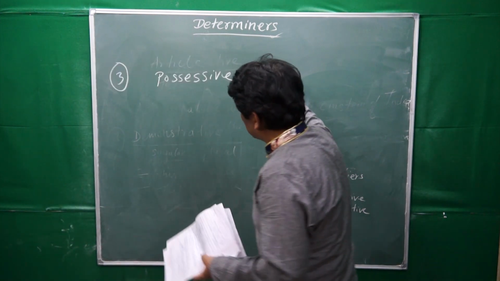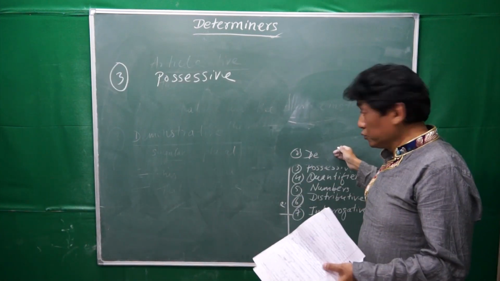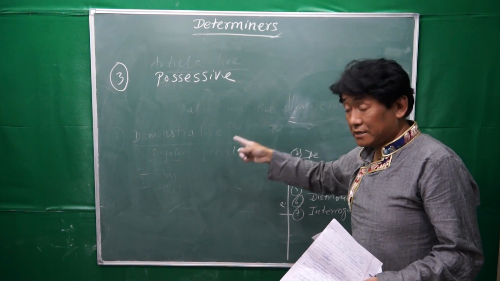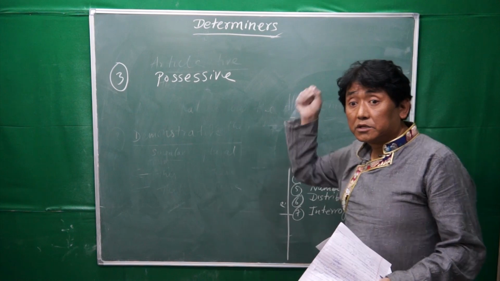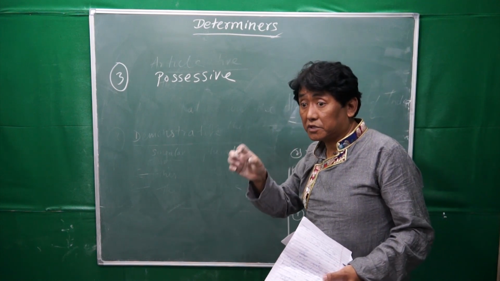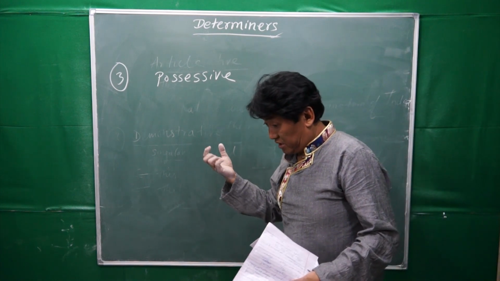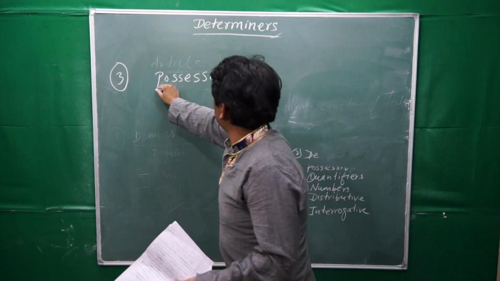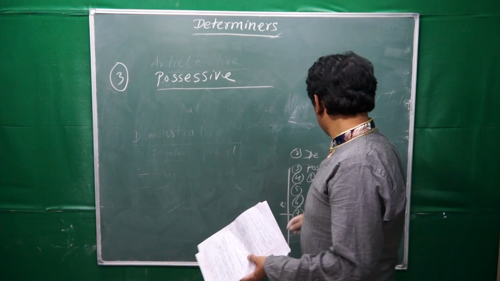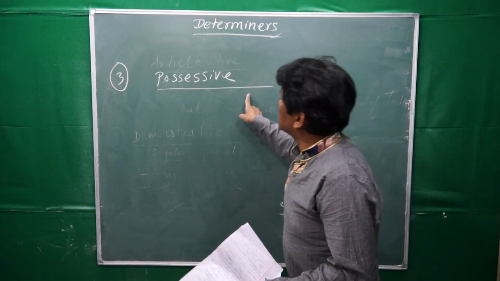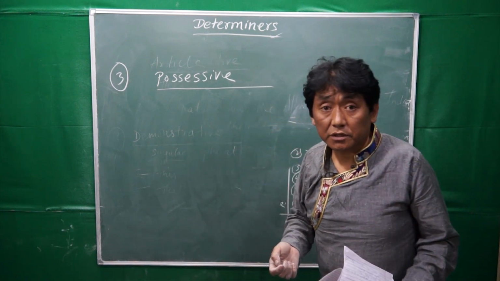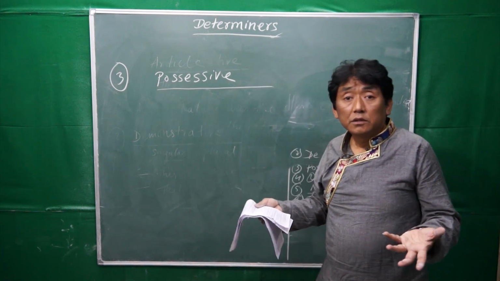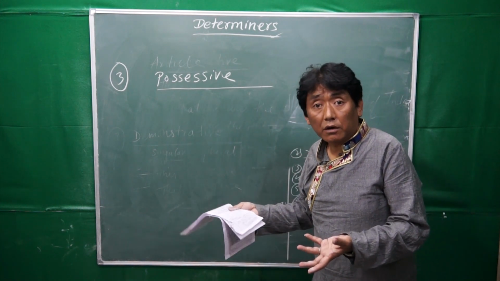Possessive determiner. You can see that number 2, demonstrative determiner: those, that, these, they all determine. They show something the noun can refer to, right? So in the same way, here we have possessive determiner. Possessive means it comes from possession, and it shows the ownership of a noun that we talk about.